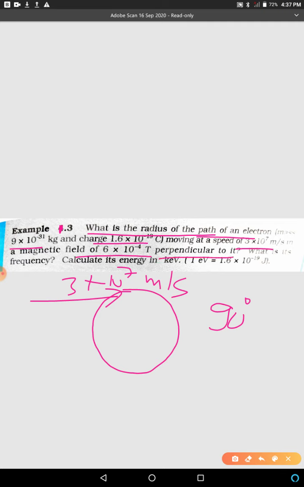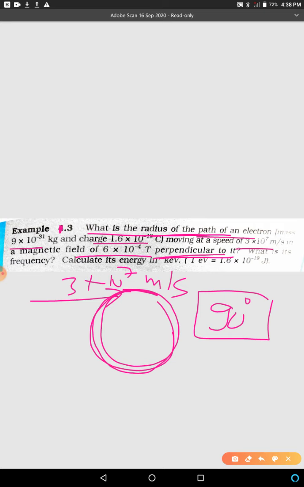Perpendicular to it, he has said, that means perpendicular, 90 degrees. So you know, when it enters the magnetic field making an angle of 90 degrees, only then does it move in a circular path. Perpendicular means you should understand that it moves in a circular path. The angle between the velocity vector V and the magnetic field vector is 90 degrees.